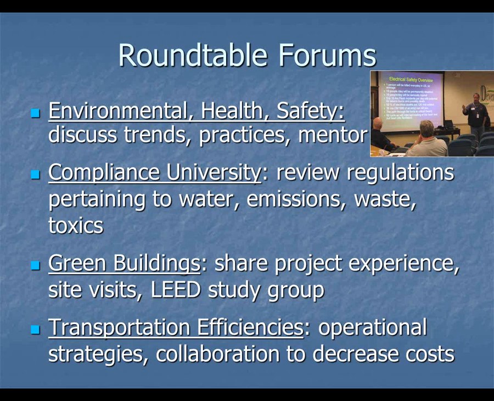They, at this point, have set up their own agenda, and they meet 10 times a year. We have what we call a compliance university, which is in place to help the smaller companies review the regulations that pertain to them regarding water pollution, air emissions, waste, and toxic chemicals. What regulations are there that pertain to each of these issues? And we go through what the federal regulations are, what the state regulations are, what the local regulations are in a non-threatening educational format. They can ask questions, and there's a state agency that will come in and provide this assistance in a non-threatening manner.